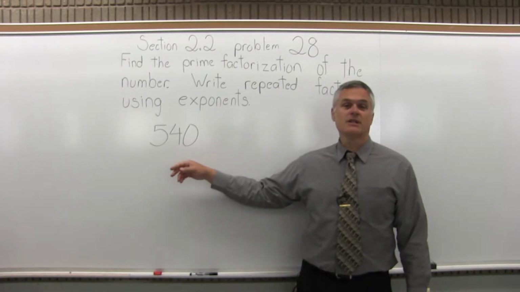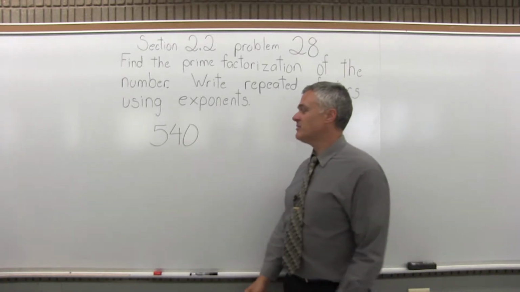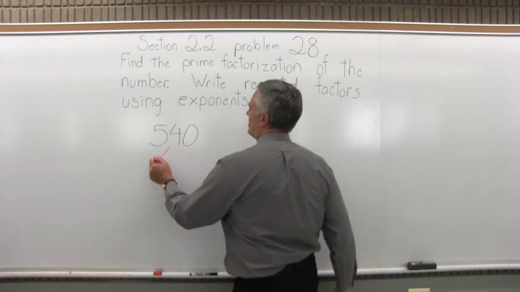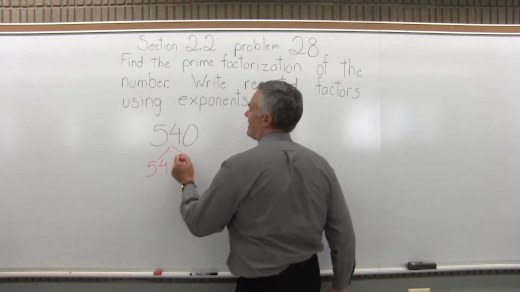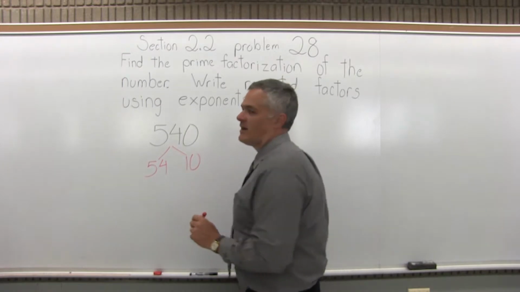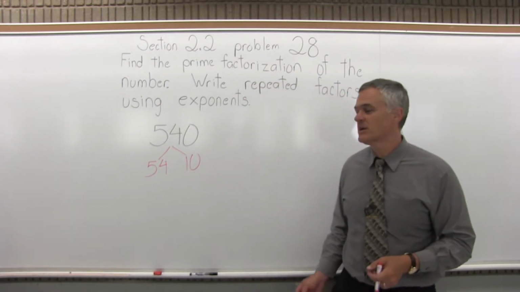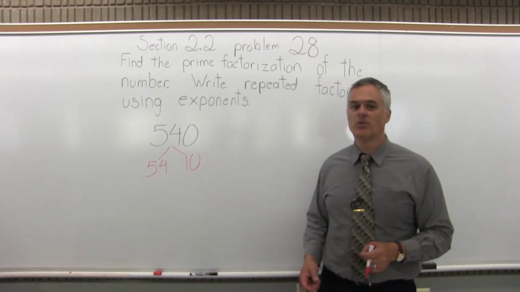So to start, let's find any two numbers that will multiply to make 540. There are a lot of options for this, but the first one that I see is 54 times 10. Those numbers multiply to make 540. Neither one is prime, and that's okay. We can split each one down a little bit more.